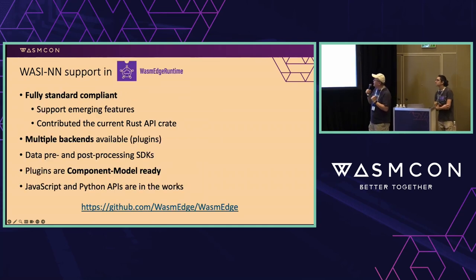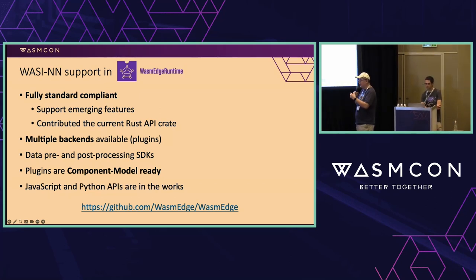WASI-nn supporting WasmEdge: first of all, because of the standard, we are fully standard compliant. We contributed to the current Rust API crate. There's a host function that runs the workload, but inside Wasm you still need an API, where your application is written in Rust or other languages, and you compile into the WASI-nn standard to run inside Wasm. So we contributed the API crate.